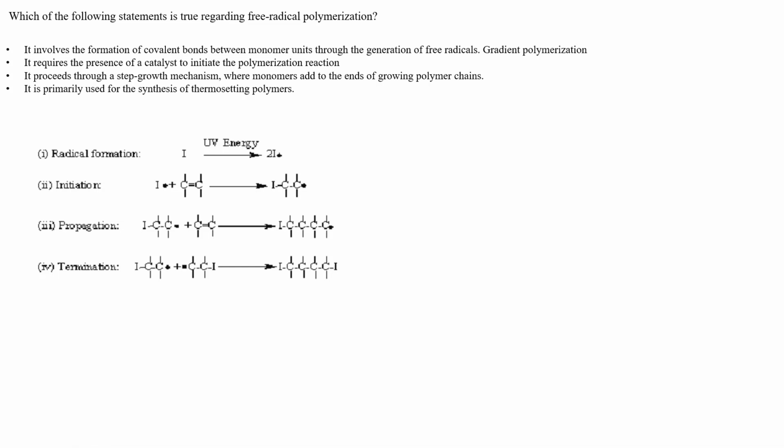So free radicals can be generated through any process which will knock out one of the electrons and make a lone pair inside the free radical. And then because of that, the initiation and propagation steps are occurring. And that's why the correct answer for this question is it involves the formation of covalent bonds between monomer units through generation of free radicals.